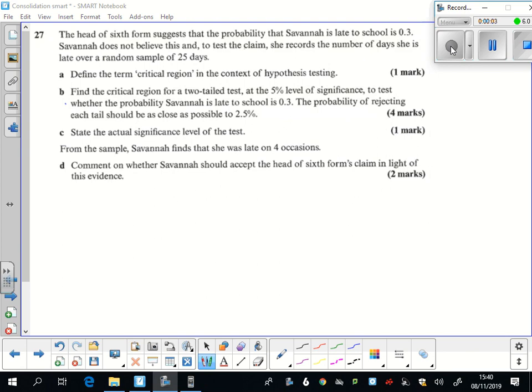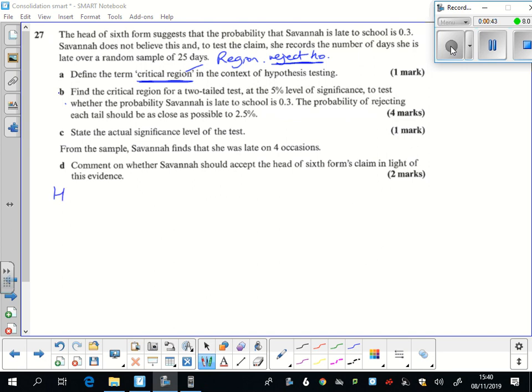Question 27 is a hypothesis test question. It started just to do a bit of bookwork, just look up what critical region means. This is the region in which you should reject H0 if the test statistic lies in it. So you're going to do some maths in a minute. You're going to find out what this probability is going to be, and if this probability is in the critical region, you say, well, you know what, I thought it was H0, but actually it's not, and I'll reject it.